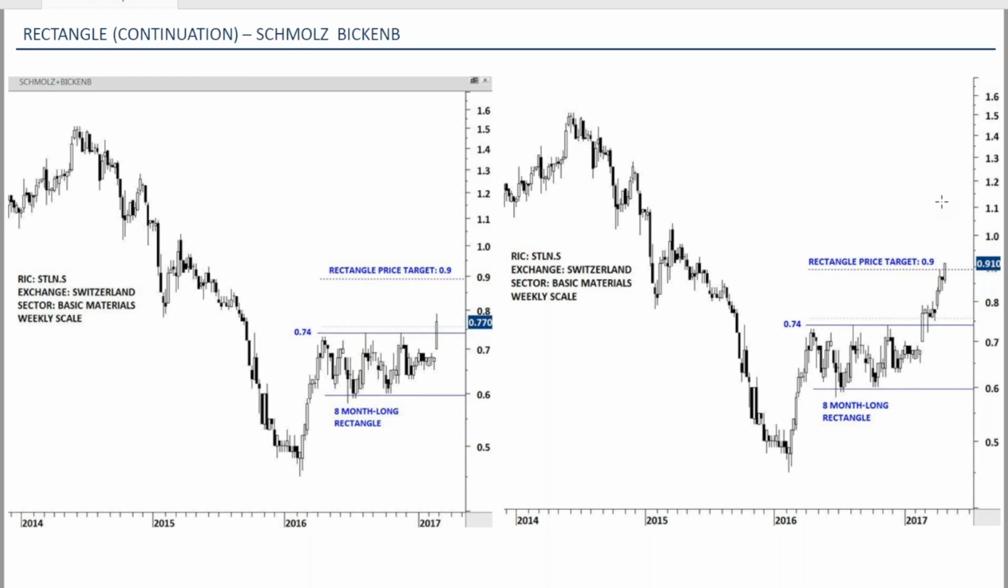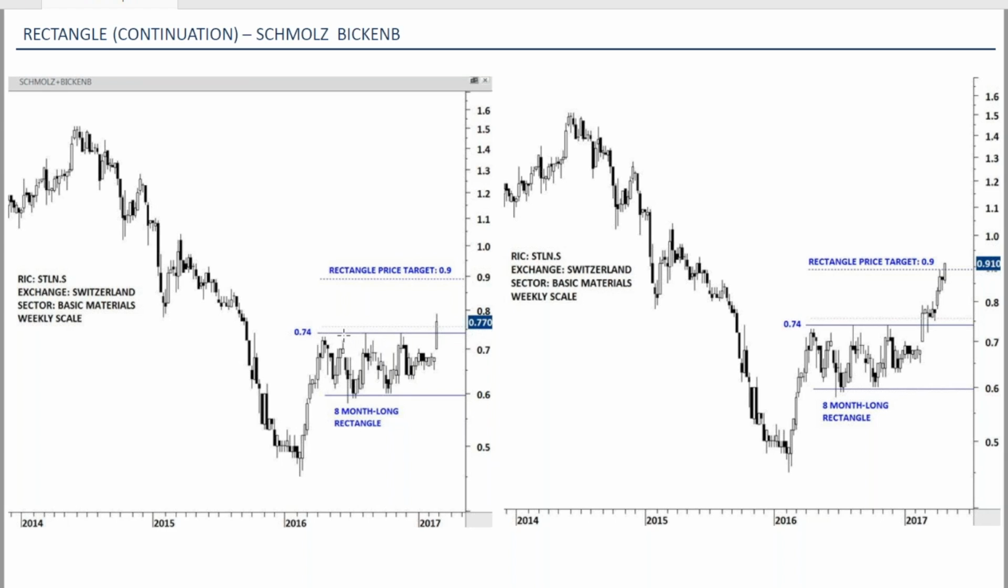Another example, a perfect rectangle continuation, similar to what we have seen in Hong Kong. This time, it's a stock from Switzerland. Another chart pattern that has a well-defined horizontal boundary that was tested several times. So these are basically the same points that I highlight on my charts that I post on the website.